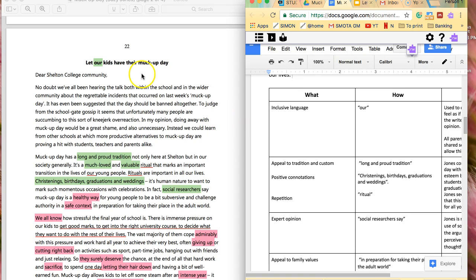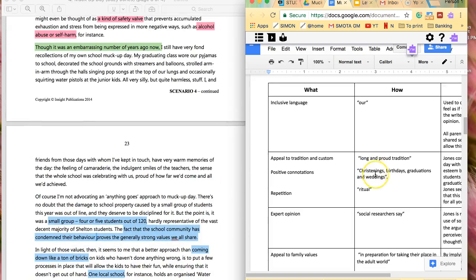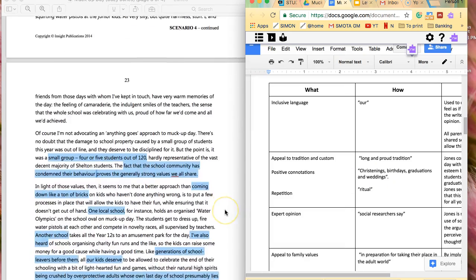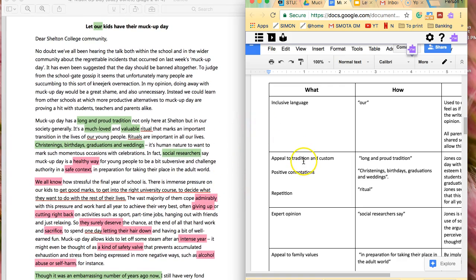So what you should be doing at this point is making some little notes on the side. Now, obviously, there's a lot of highlighting here and quite a bit of typing here. You're not going to be able to fit all of that around there, but you might make some small notes. You might add it to your exercise book. It's up to you. Okay, so then we've got this long and proud tradition.